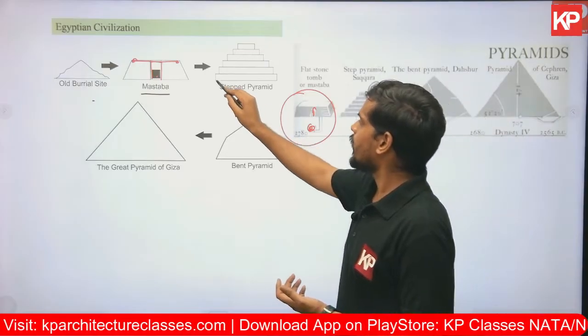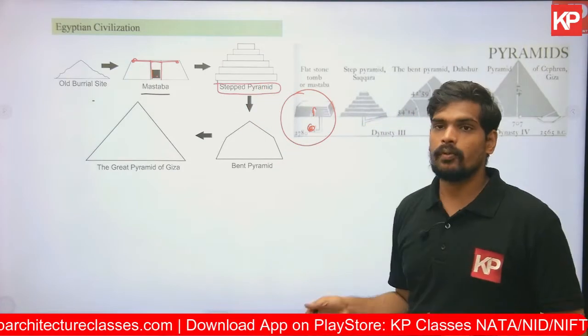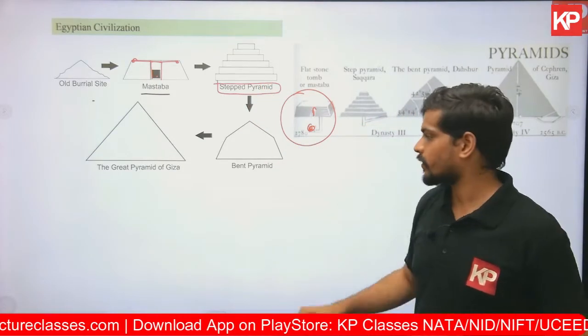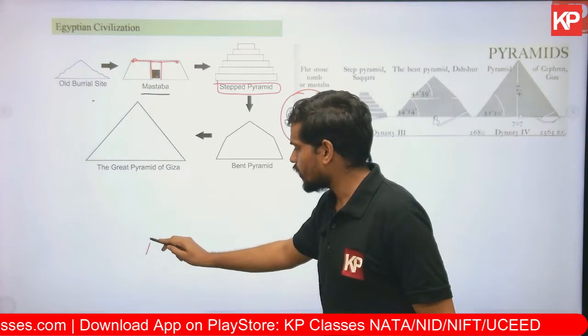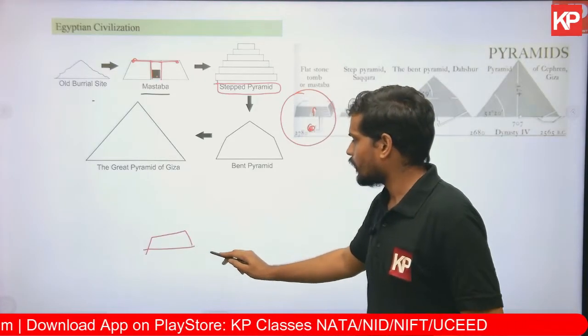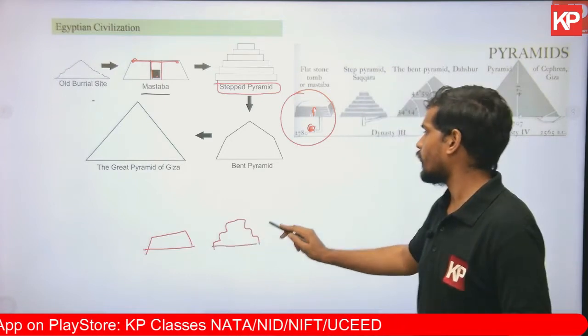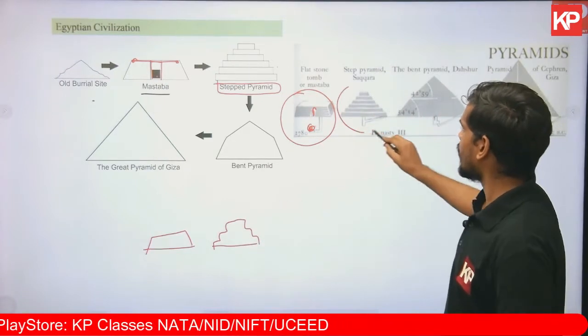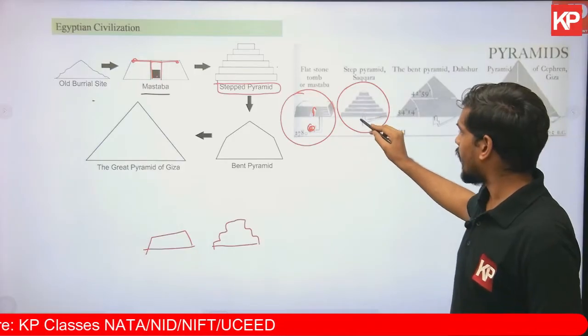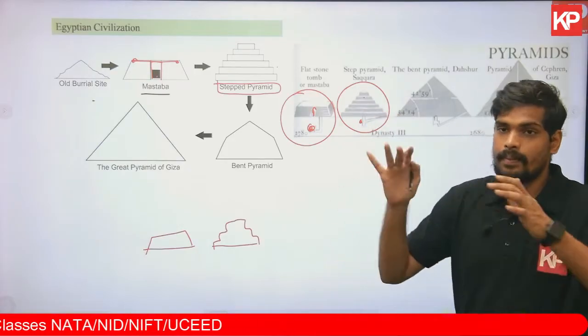Then came stepped pyramids. You can see the profile, it has a stepped profile, that's the reason it is called a stepped pyramid. So originally you have these mastabas. After mastabas, pyramids with a stepped profile were constructed. You can see in this picture, this is an example of a stepped pyramid. You still have an underground burial chamber with a stepped pyramid on the top.